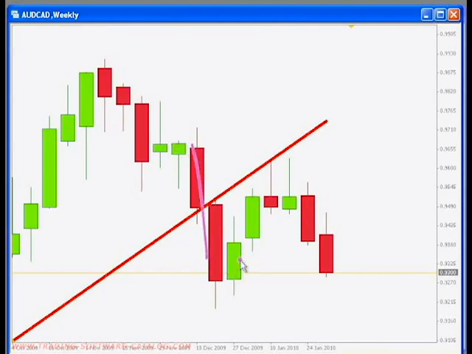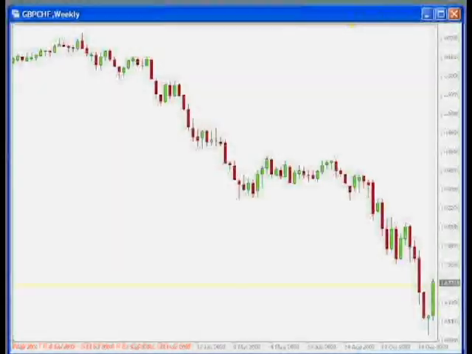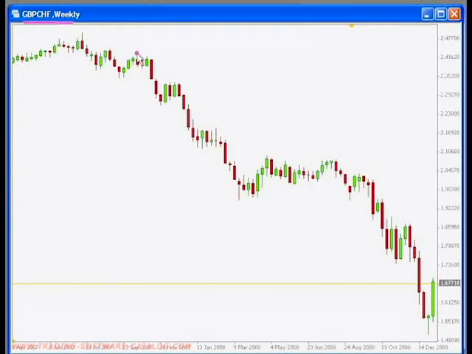A breakout, a little bit of a pullback to retest that level, and we get the bounce, 1, 2 bars in our direction, easy pickings there. Let's take a look at another example. In this case, the sterling pound against the Swiss franc on the weekly time frame.